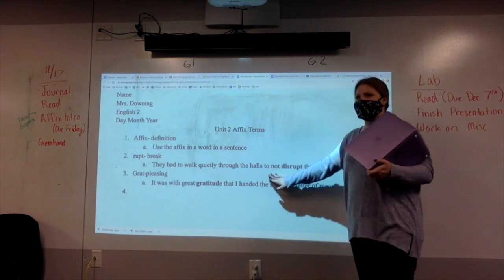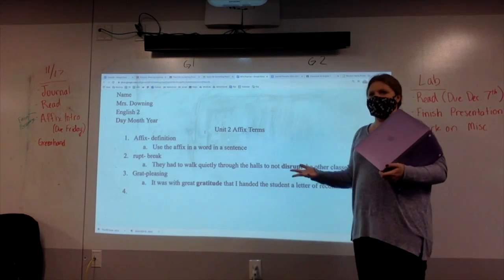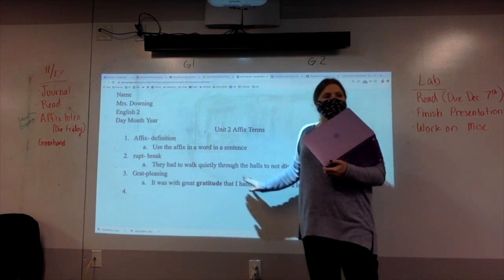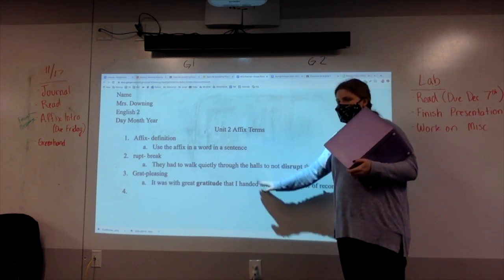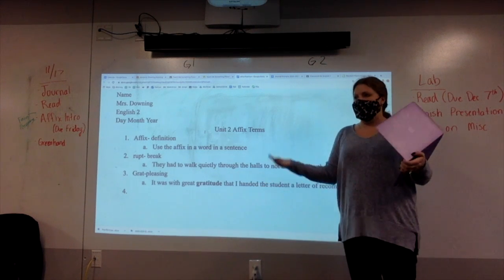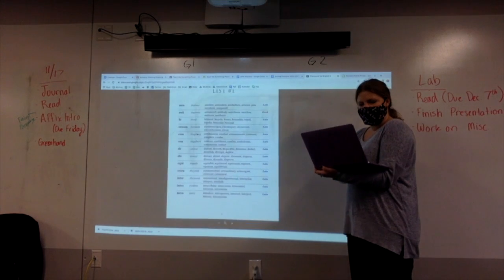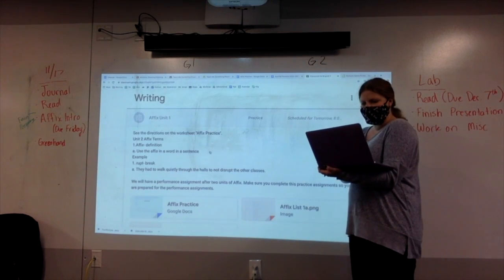I put mine in bold. You don't need to do that because I can easily identify the affix in it. The goal here is that you are using the word and then you're able to eventually break down the affixes as you go through it. So that is what this assignment is.